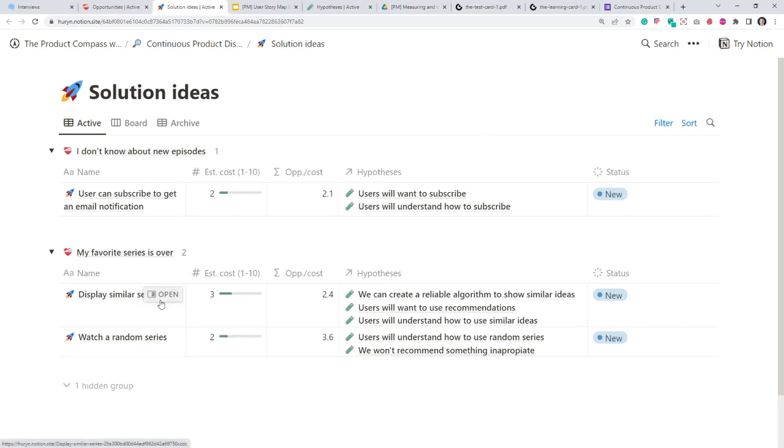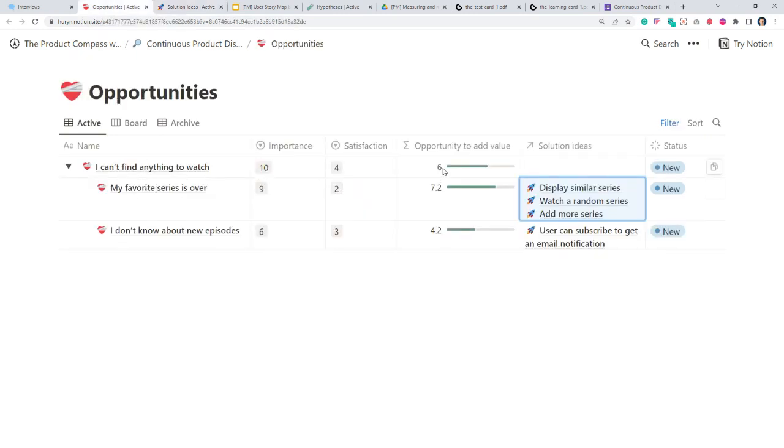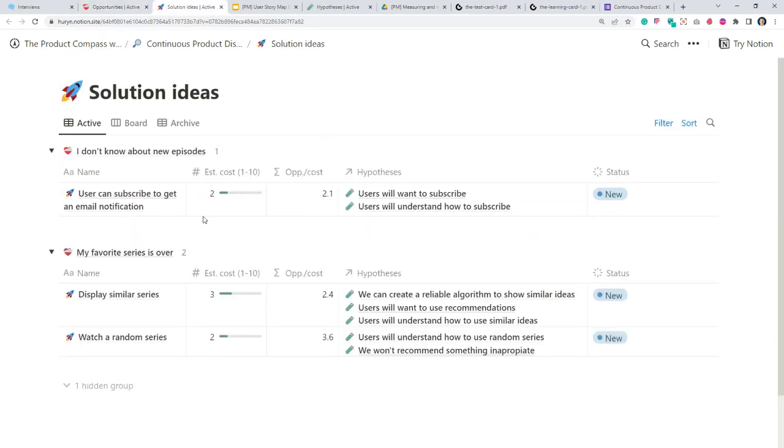Okay, and once we have our ideas, we know how much value we can create by solving problems. We know what is the estimated cost of implementing every idea. We would like to ask ourselves what has to be true for this idea to work. So, for example, what has to be true for the display similar series idea to work?